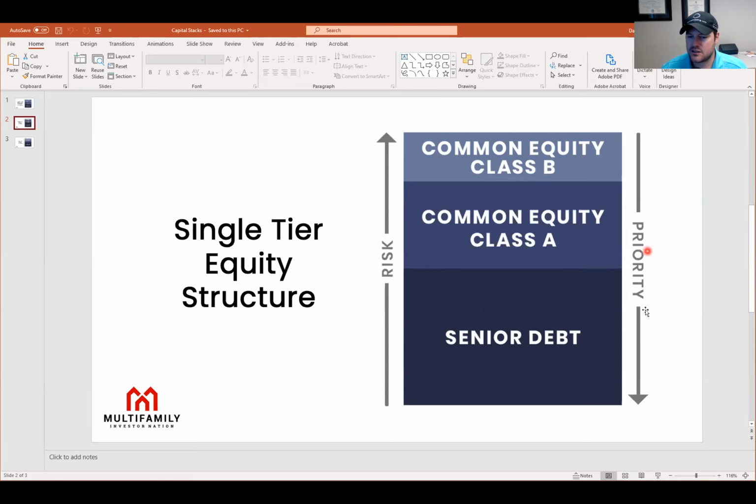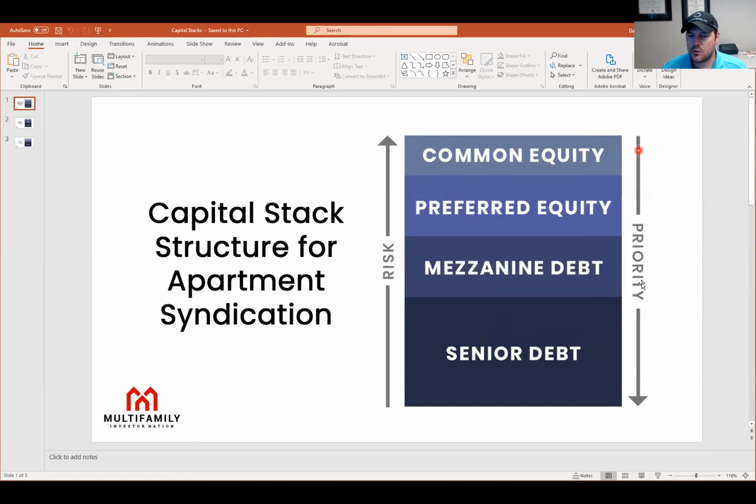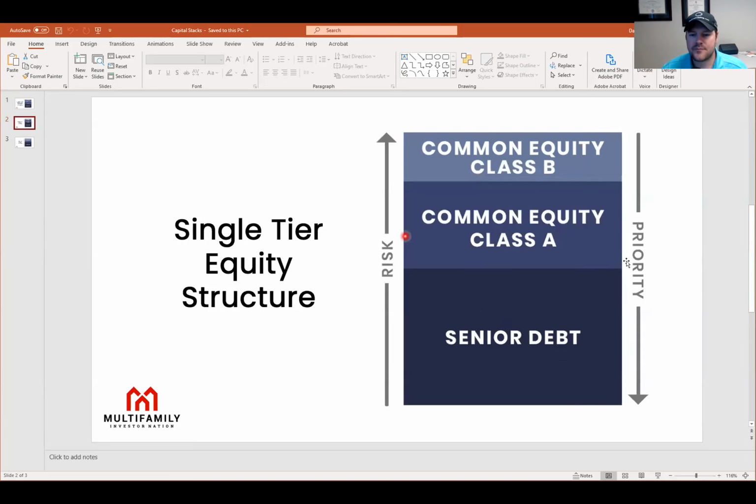Same thing with this. On the right side, you see our priority. The lower you are in the capital stack, the higher the priority that you're going to have, okay? All right, so hopefully that makes sense to you.